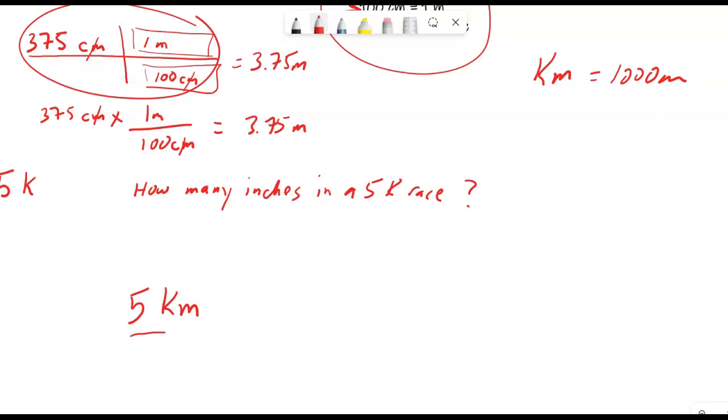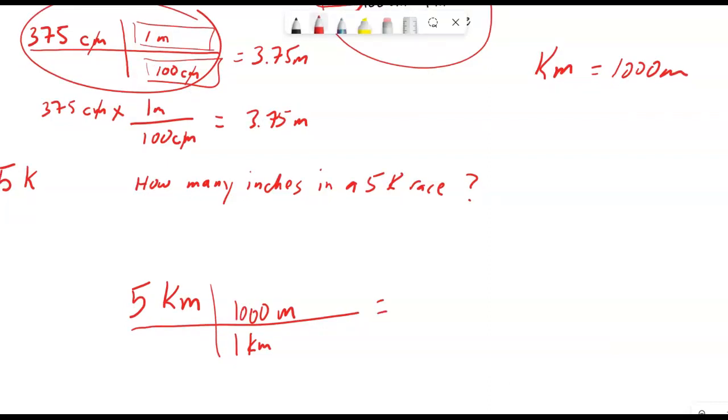So the first thing I do is I want to get this to meters. Let's put the kilometers on the bottom. 1 km is 1,000 meters. Okay, so that's a good way to start. Our kilometers will cancel, and we'll get 5,000 meters. And that's how many meters there are in a 5K. You should be able to do that in your head.